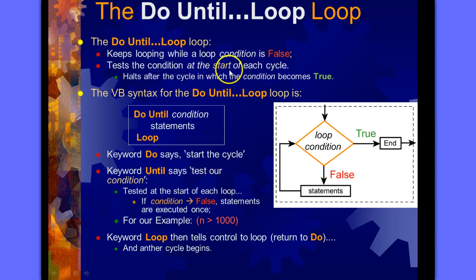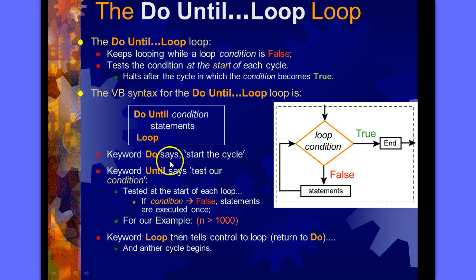Test the condition at the start of the cycle, because we're putting until at the beginning of a cycle. Here are the statements to be run, and then the keyword loop. It halts after the cycle in which the condition becomes true. So when this condition becomes true, when n is 1,001, for example, it will stop. The VB syntax for the do until loop is do until condition, statements, loop.